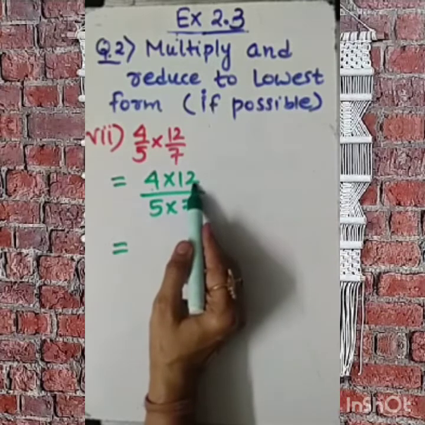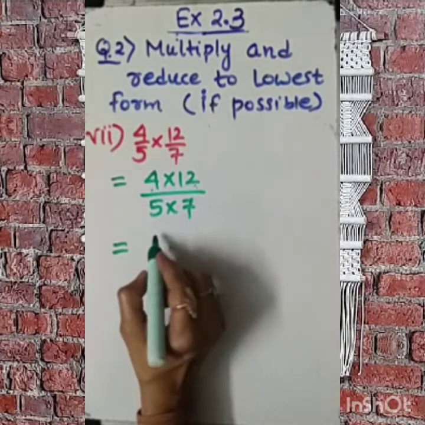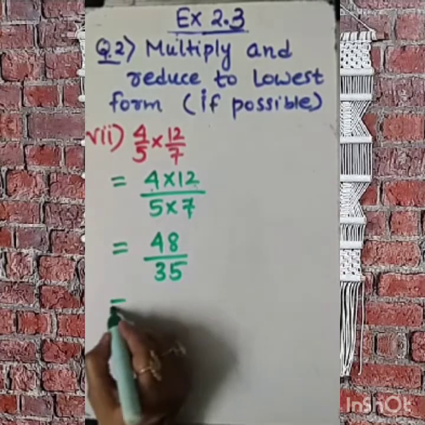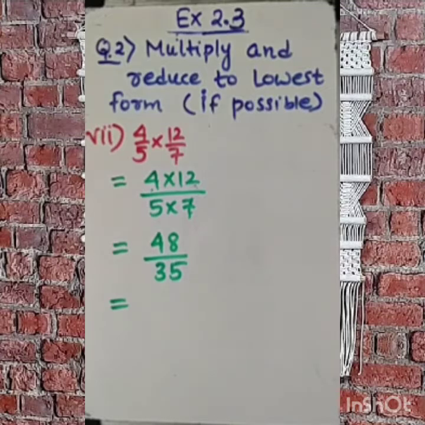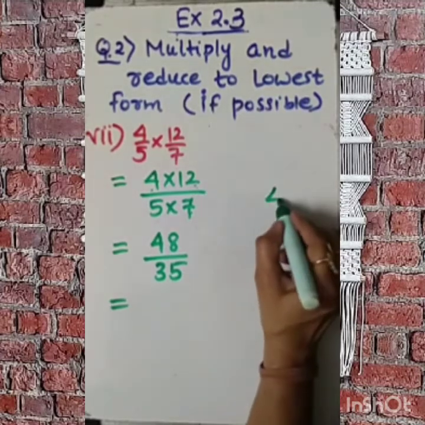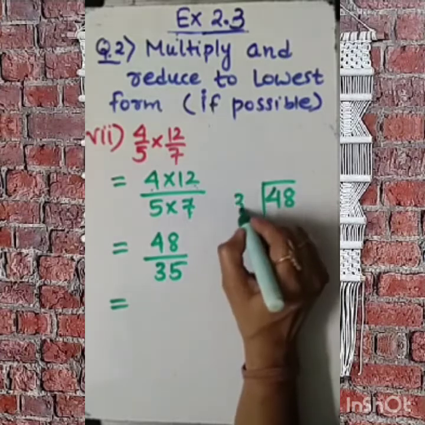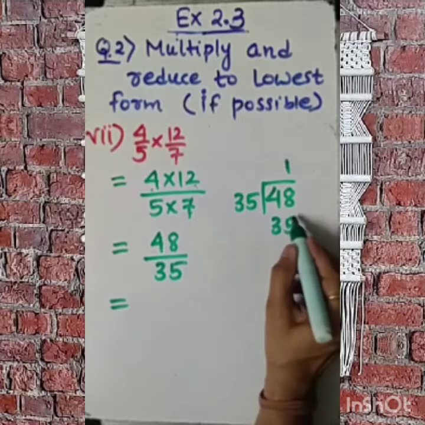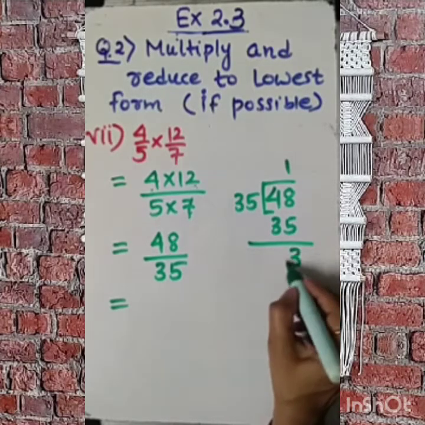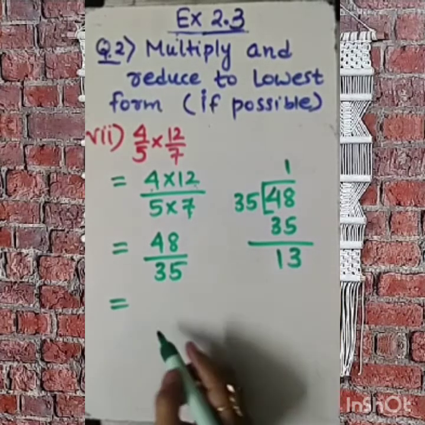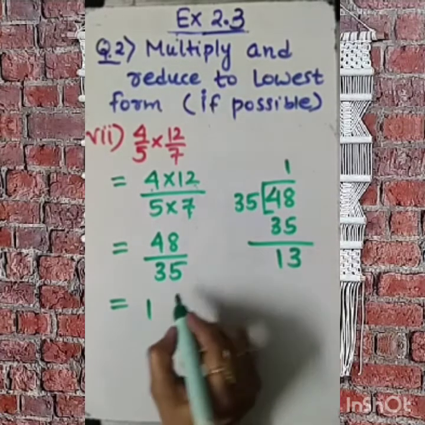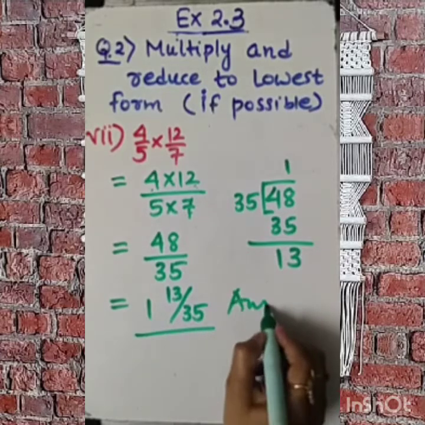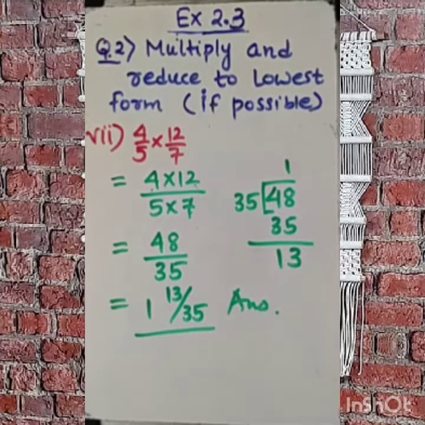So 4 12 is 48. And 5 7 is 35. Again, you know 48 by 35 is an improper fraction. So let me divide 48 by 35. So what do I have here? 35 1 is 35. 8 minus 5 is 3. 4 minus 3 is 1. So I have here 1 13 by 35. This is the solution. Okay. This is the solution, 1 13 by 35.